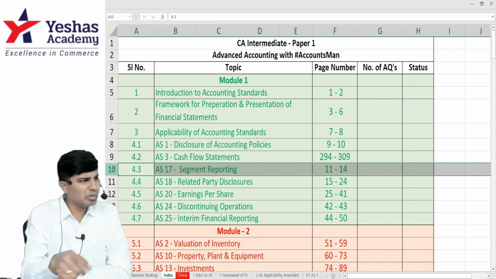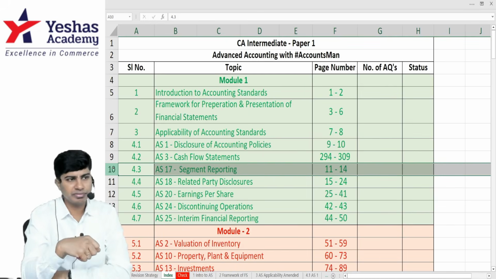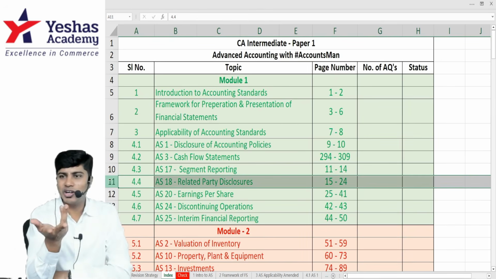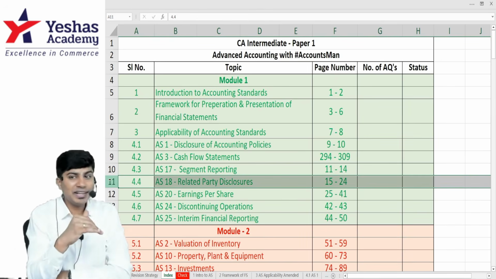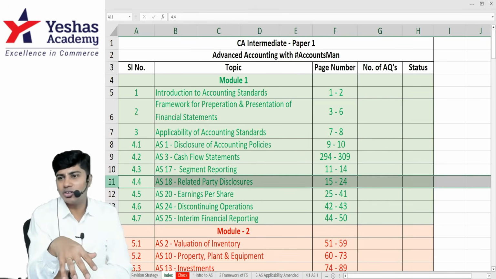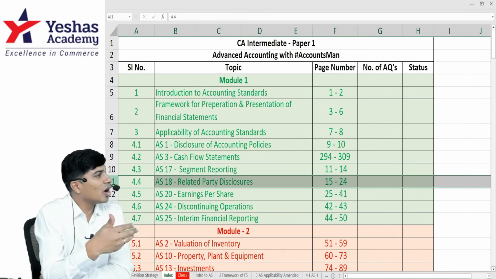Another beautiful standard. We'll be doing this in the initial time. Maybe today or tomorrow we'll start with AS17. Then we'll do AS18. See what position and what time we've come to. You have relatives, you don't like them. A company also has relatives. We are not here to tell whether it likes it or not, but the company has to disclose all its relatives.